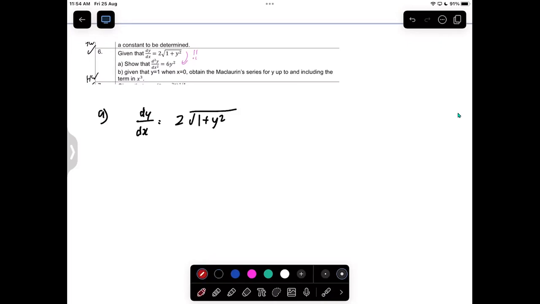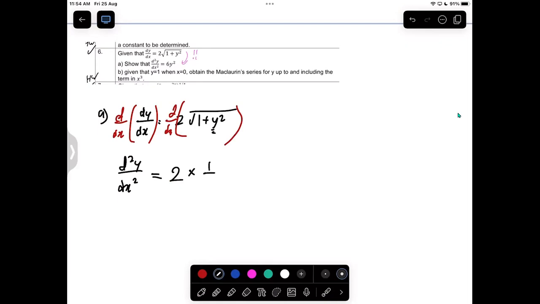So we can just differentiate both sides with respect to x. Then the left-hand side becomes d2y/dx squared. The right-hand side, the 2 can factor out. Then you differentiate this guy. Please be careful here because it's y, so that means we have to use implicit differentiation.